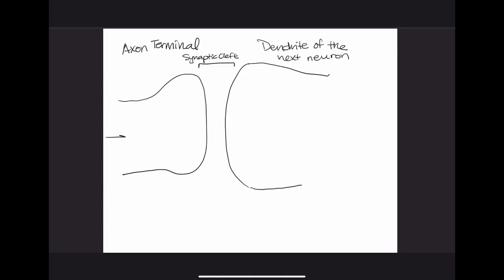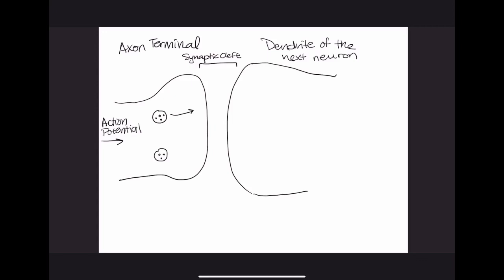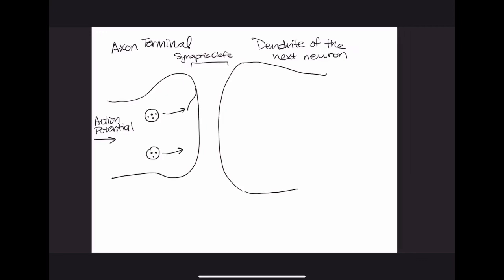When an action potential travels down the axon and reaches the axon terminal, it causes vesicles containing neurotransmitters to be released through exocytosis. These neurotransmitters travel past the synaptic cleft and meet up with the membrane-bound receptors on the dendrite of the next neuron.